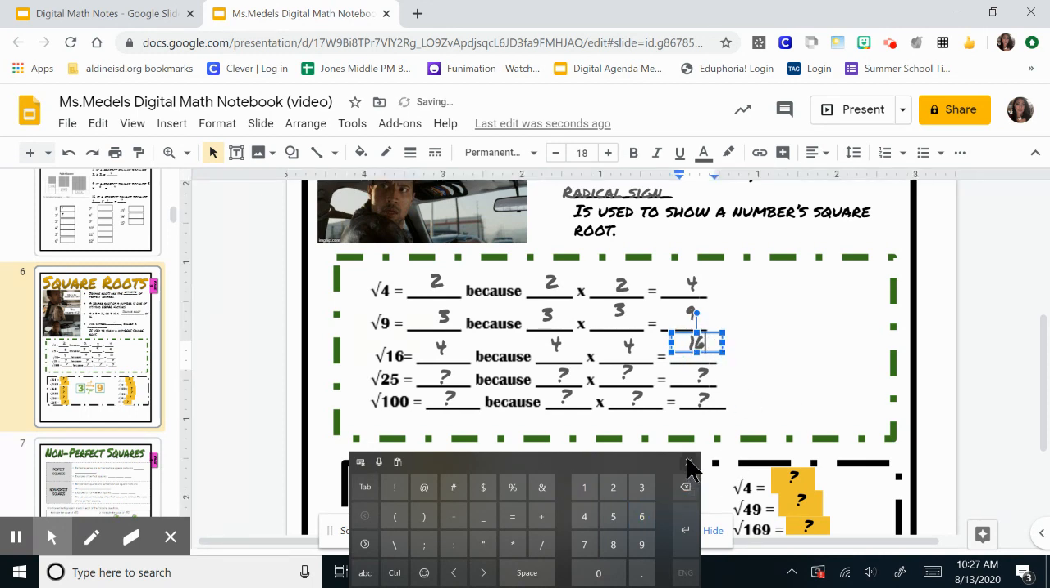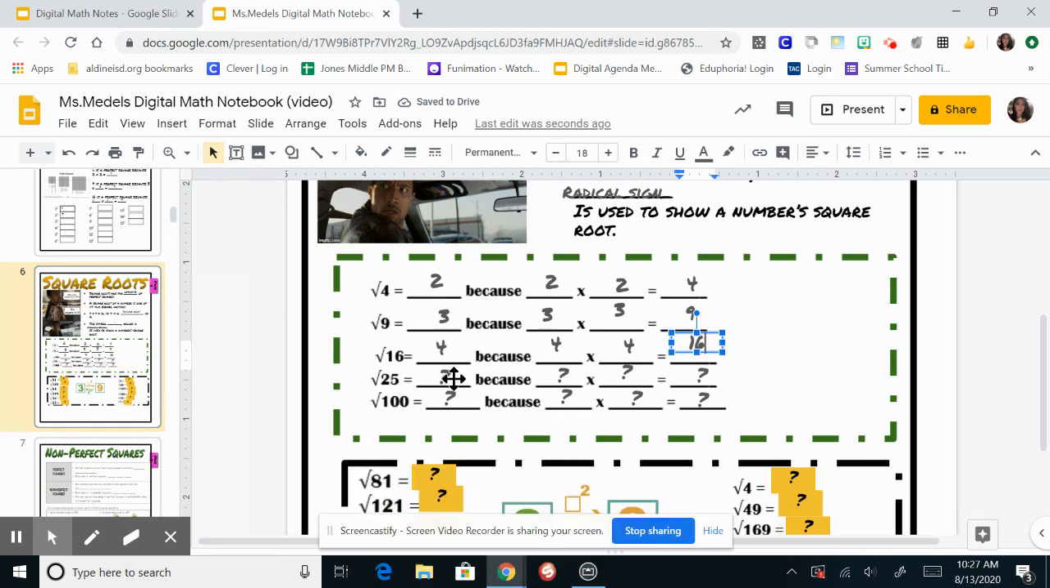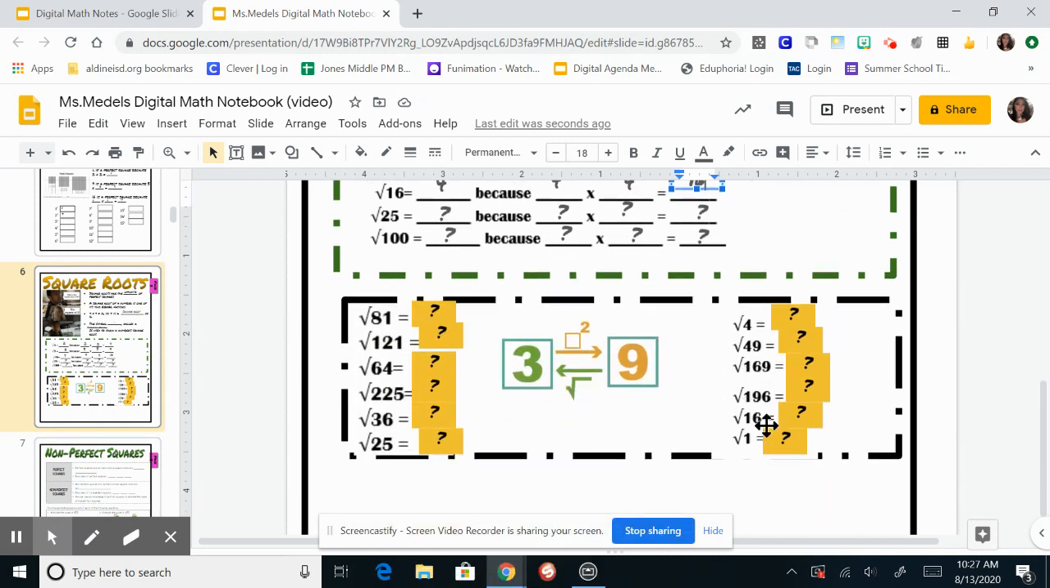Okay? And I am going to leave the rest of these to you. I've also embedded some more practice here. And I even gave you a quick little image to remind you that you can square a number, putting that exponent of 2, and they are each other's opposite. They're inverses, and you can also take the square root. So if I take the square root of 9, I get 3. If I square 3, I get 9.